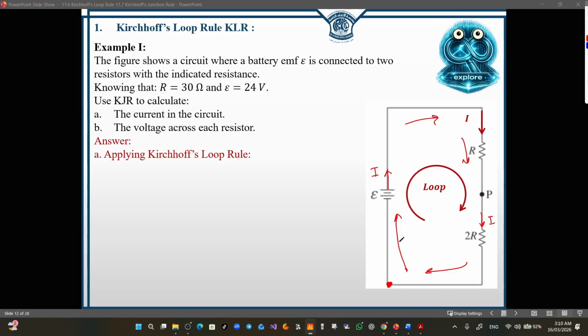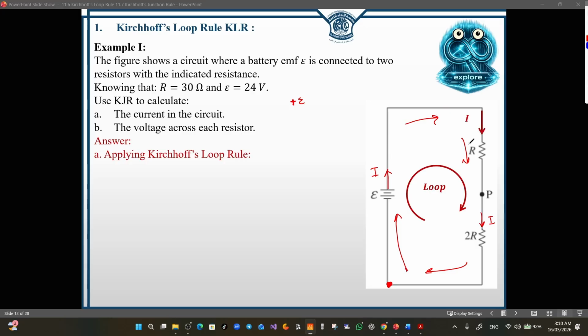Now, since the direction of the loop is as shown, we are entering the negative terminal of the battery. When we enter the negative terminal of the battery in Kirchhoff's loop rule, we use a minus sign for the electromotive force. Now we complete the looping.